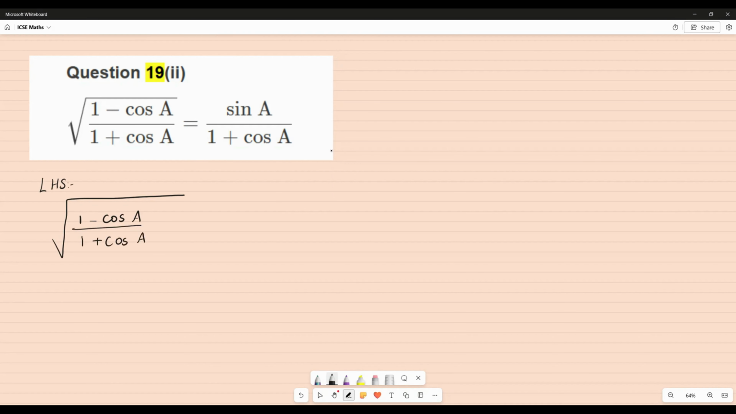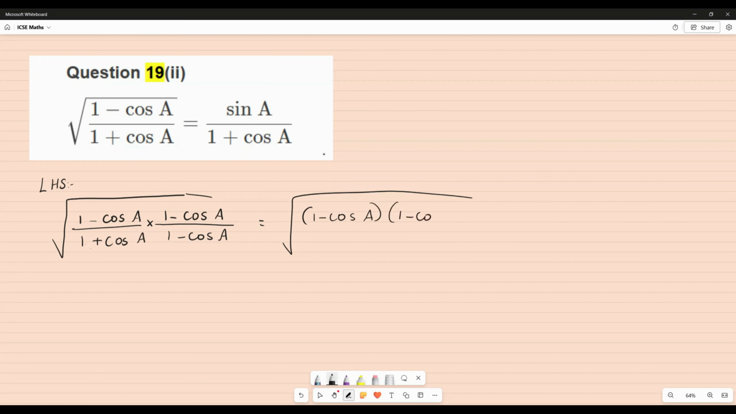We have to take the square root out on the right hand side, so we will multiply by the conjugate of 1 plus cos A, which means 1 minus cos A, just changing the sign. If I write it again: 1 minus cos A into 1 minus cos A, divided by 1 squared minus cos squared A, because this is A plus B into A minus B.